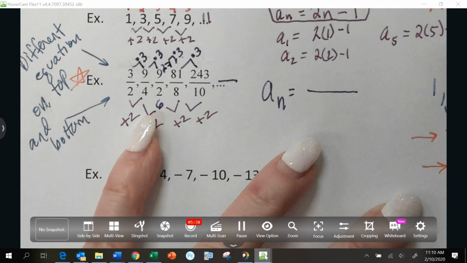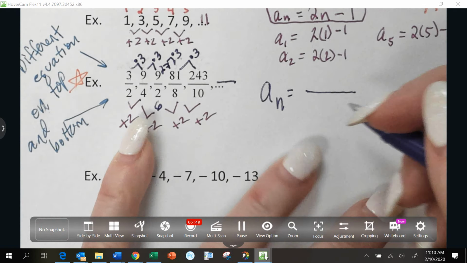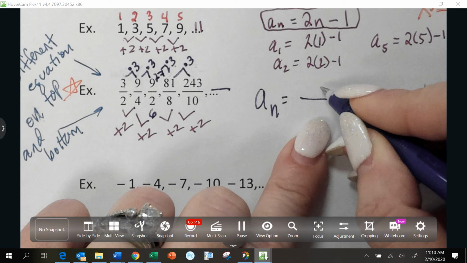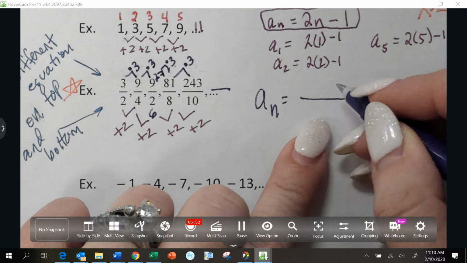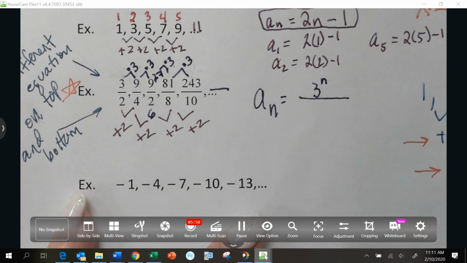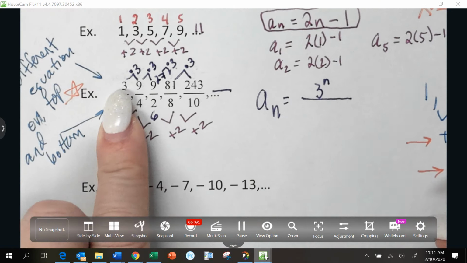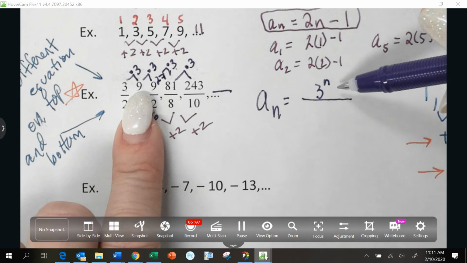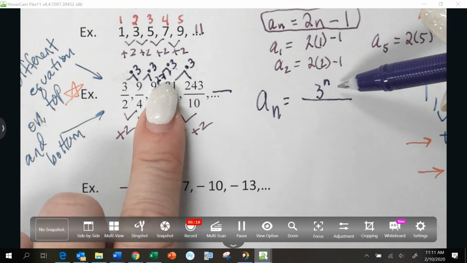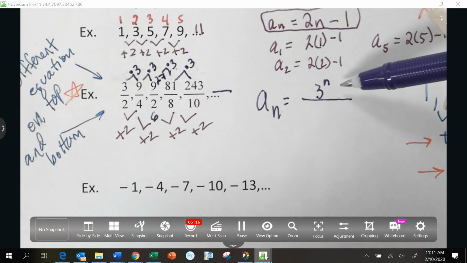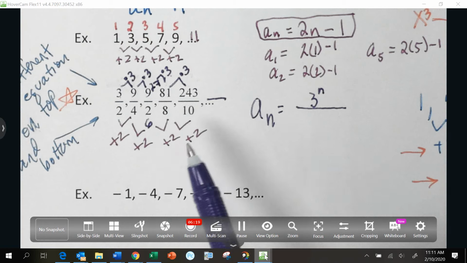So this should be, maybe, if I'm doing it right. Kira, what should the top be? 3 to the n? Let's see if that works. If I plug in 1 for n, do I get out 3? If I plug in 2, do I get out 9? If I plug in 3, do I get out 27? If I plug in 5, do I get out 243? So that is correct. On the bottom, we are adding the same number each time.